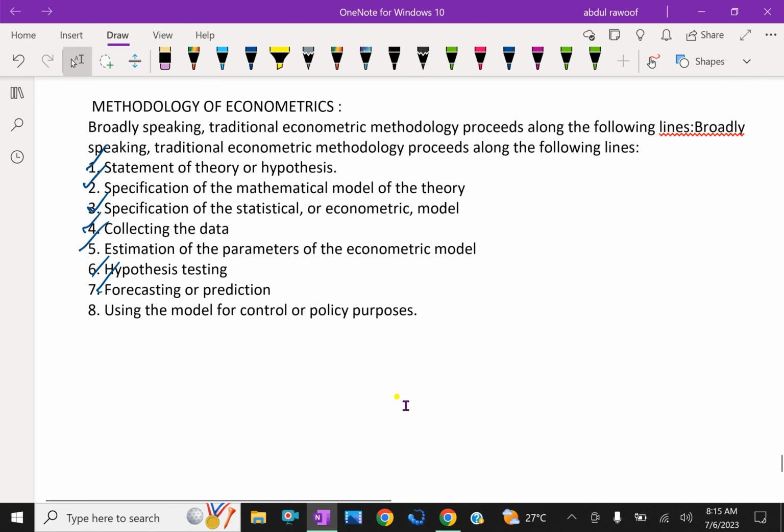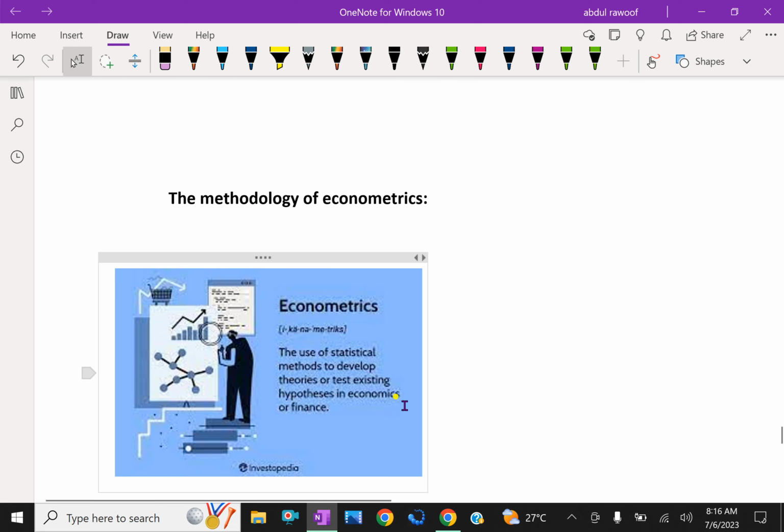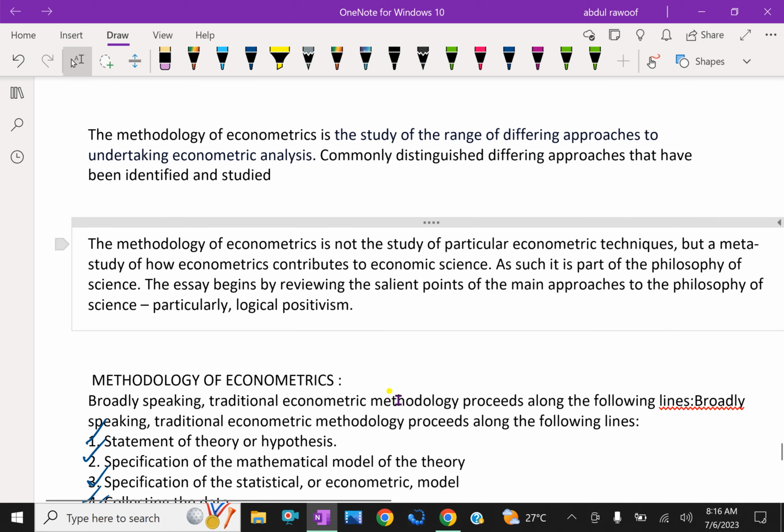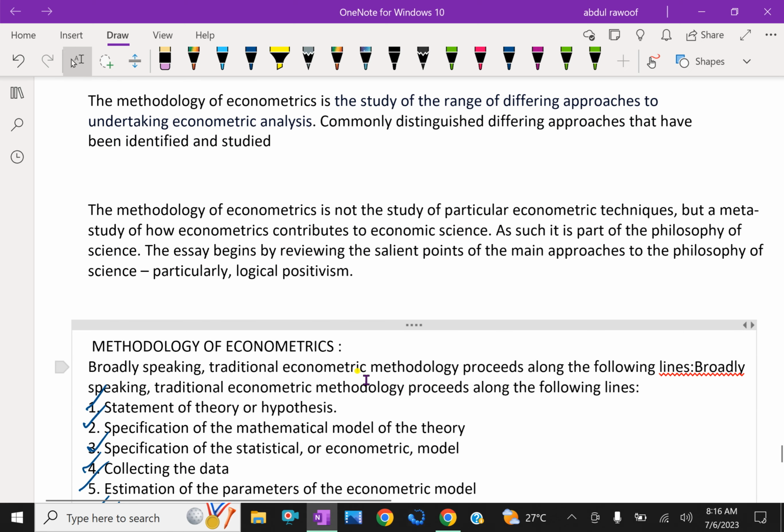Now, so far we have discussed the functions of econometrics as well as the methodology of econometrics. We have done.